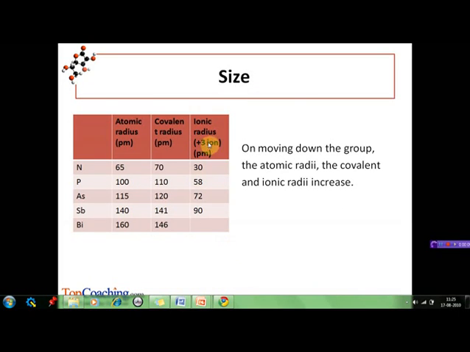If we look at the atomic, covalent and ionic size of these elements, we will find that they increase on moving down the group as is expected with the addition of a shell at every period. In terms of covalent radii, there is a considerable increase from nitrogen to phosphorus, but this increase decreases as we move further.